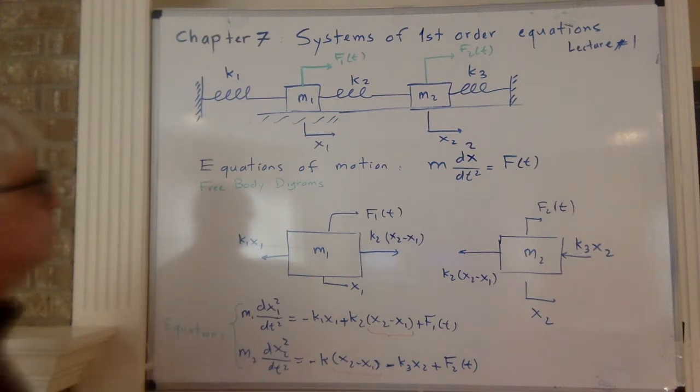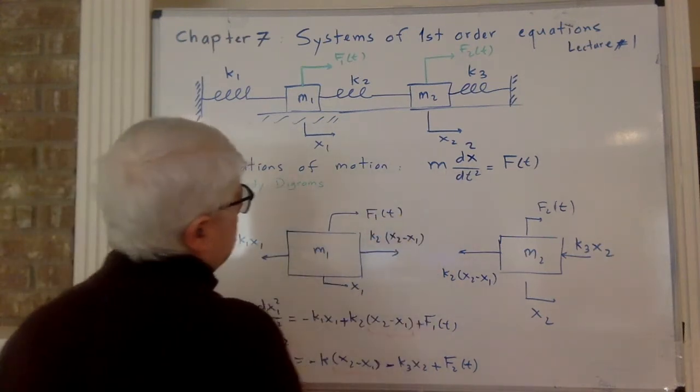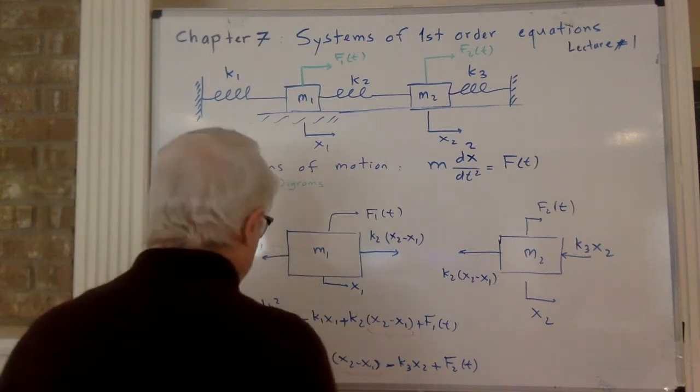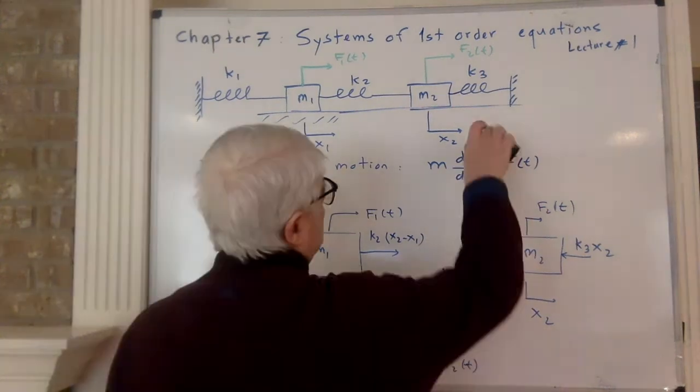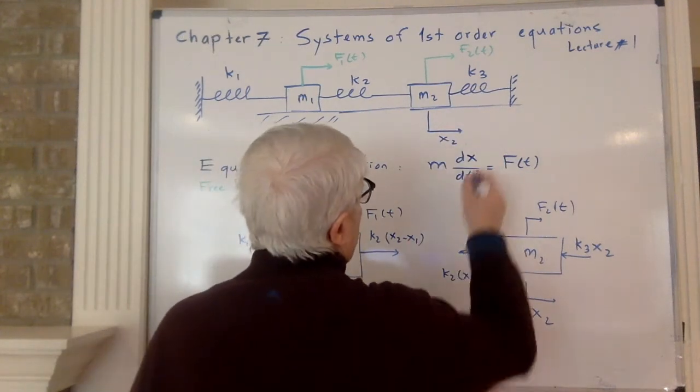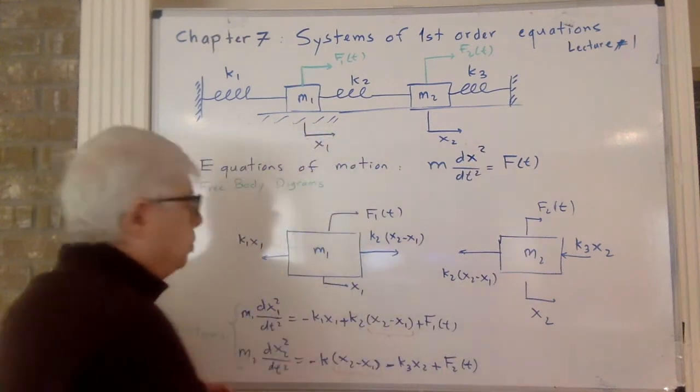So anyway, the equation of motion is this: m d²x/dt² is f(t), and we assume that the forcing function is in fact a function of t.